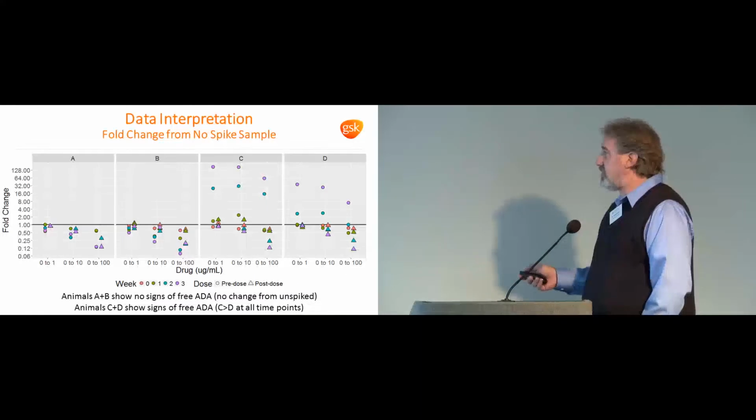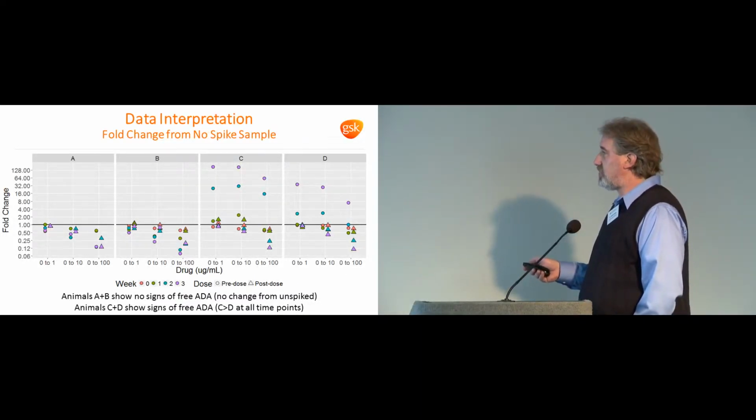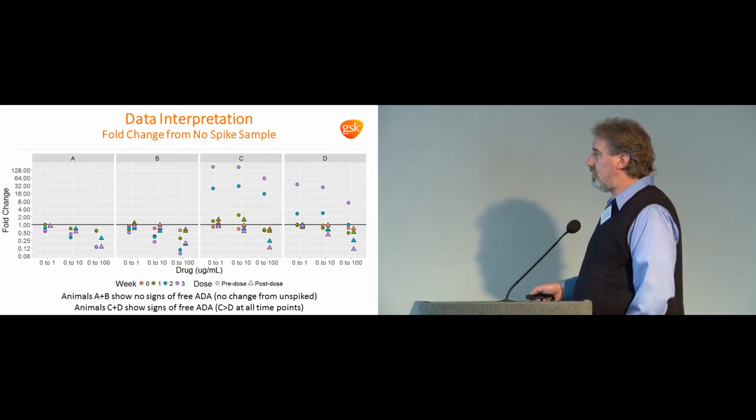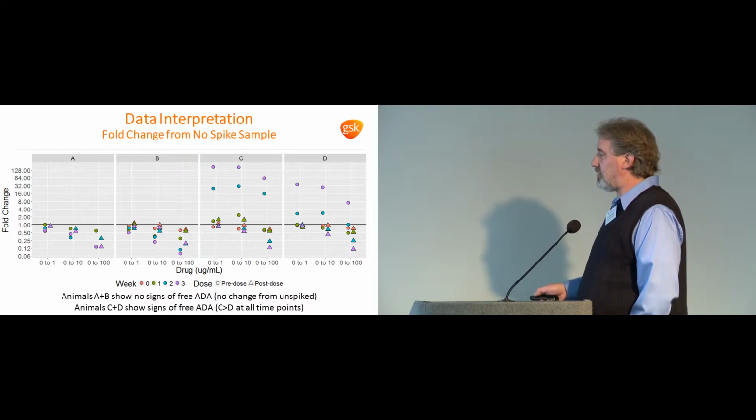Next, we're going to try to interpret the data with a dot graph, looking at fold change from no spike, the original sample. So we're going to look at no spike to 1 microgram per mil, no spike to 10, and no spike to 100. For animal A, there was nothing going on. We just really see a decrease in signal. There's no indication of free ADA. Animal B, same trend. We just see a downward drop.